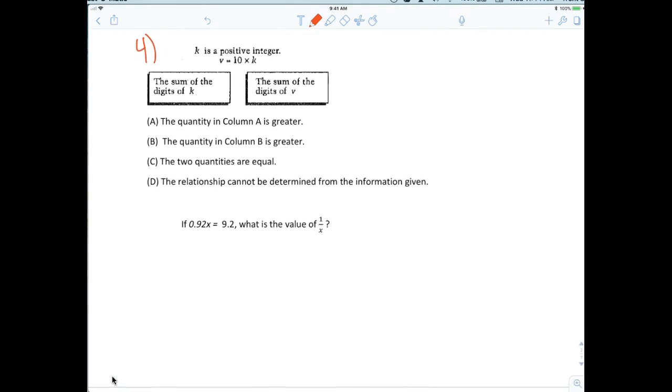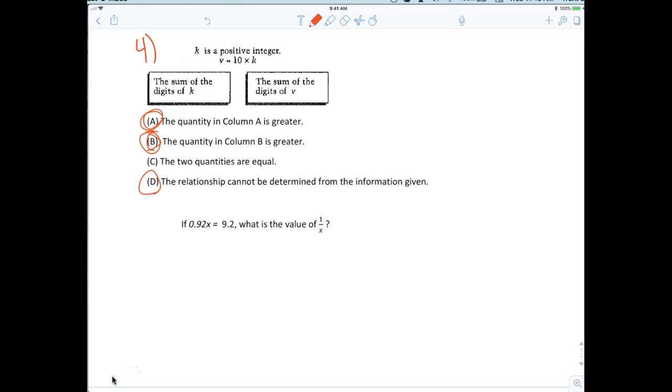K is a positive integer. Then it says V is always 10 times K. The sum of the digits of K and the sum of the digits of V. What do we got here? So far, B. I'm not saying that's correct. A and A. I got D. D? Same. D, we're not sure. Julian, what did you get?